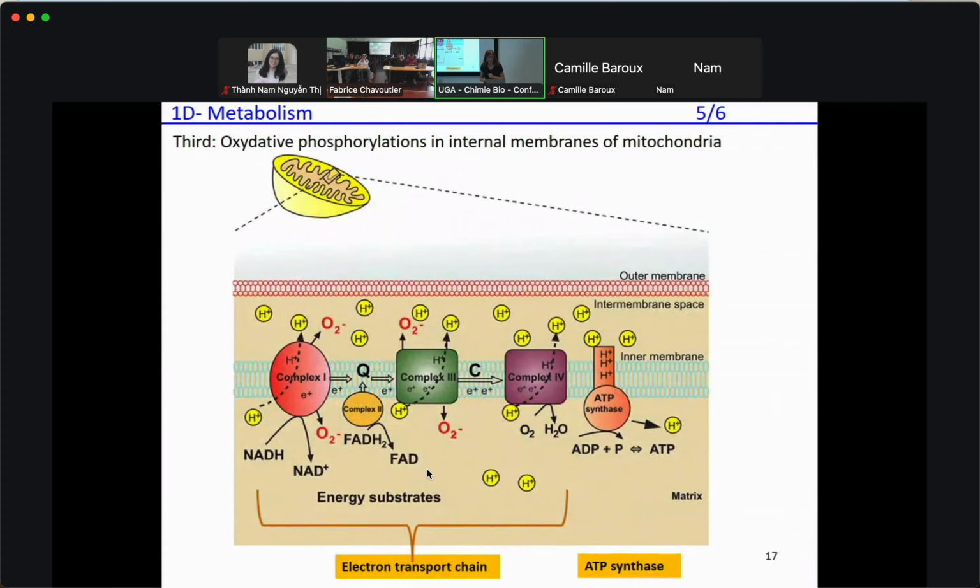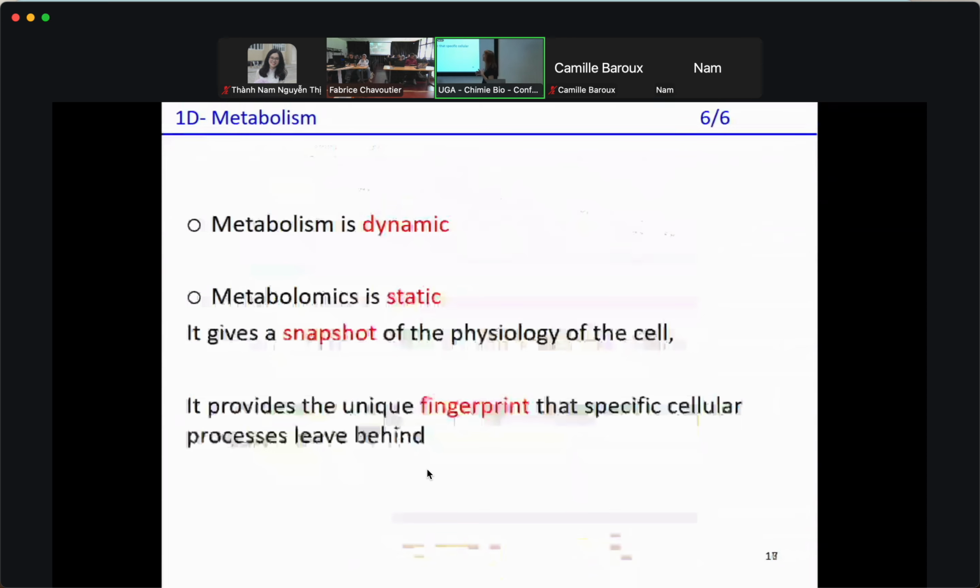And at the end, ATP is produced, and this is the energy of cells. So this is completely dynamic. So metabolism is dynamic. Metabolomics is static. It gives a snapshot of the physiology of the cell at a given moment. So we say that it provides a unique fingerprint that specific cellular processes leave behind. This is important. This is a fingerprint.